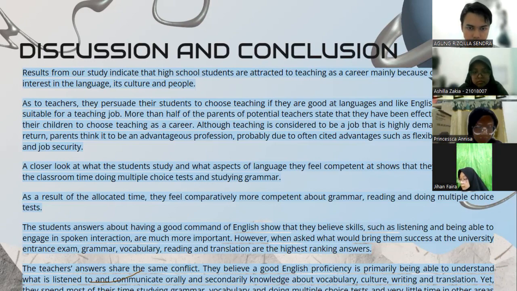And question number 3, what are the roles and opinions of their language teacher in their choice? As we can look at paragraph 2, the answer is that as the teacher, they persuade their student to choose teaching if they are good at language and like English, and if they are suitable for a teaching job.